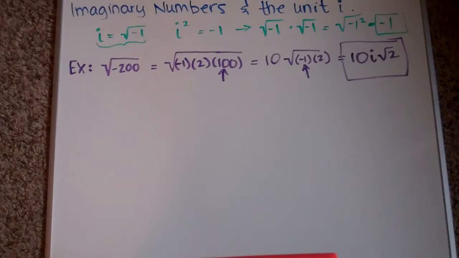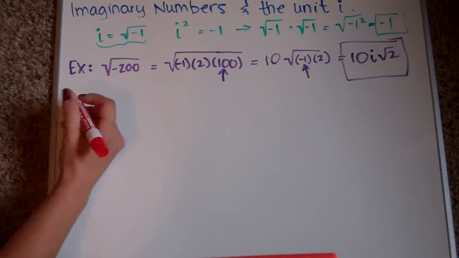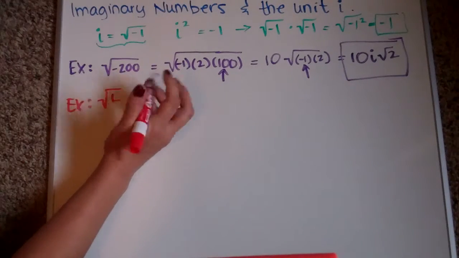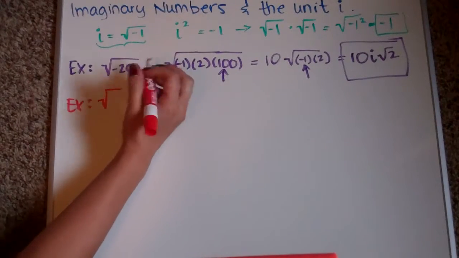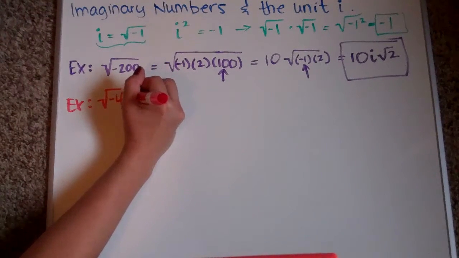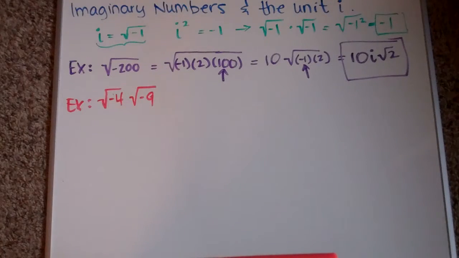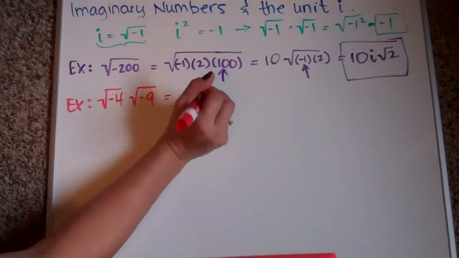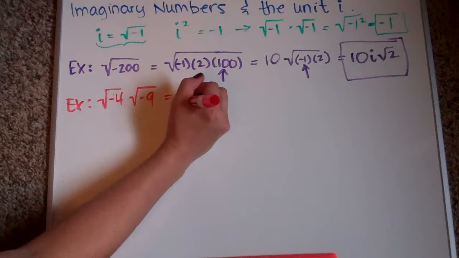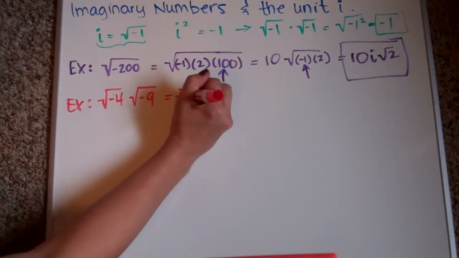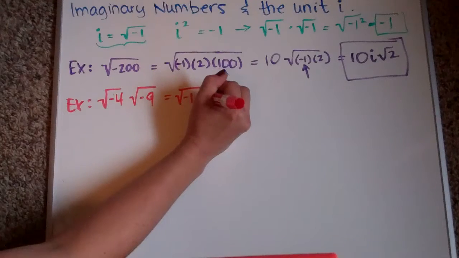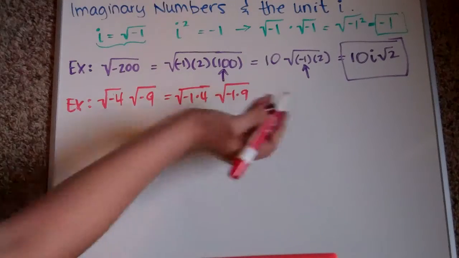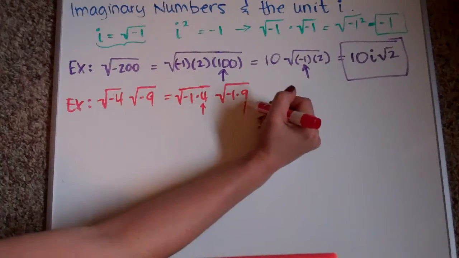Now let's look at one using some operations. So if we're given the square root of -4 times the square root of -9, we'll go ahead and simplify these separately first. So that's going to be the square root of -1 times 4 times the square root of -1 times 9. There's our perfect squares right there staring us in the face.